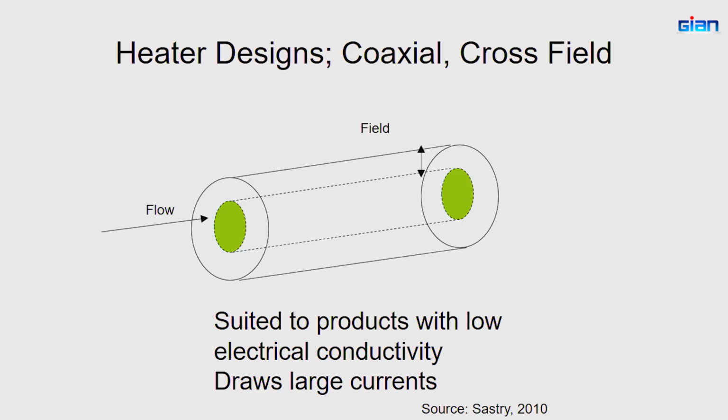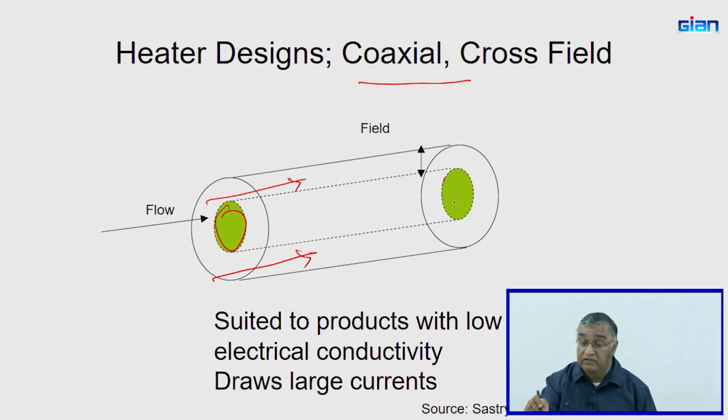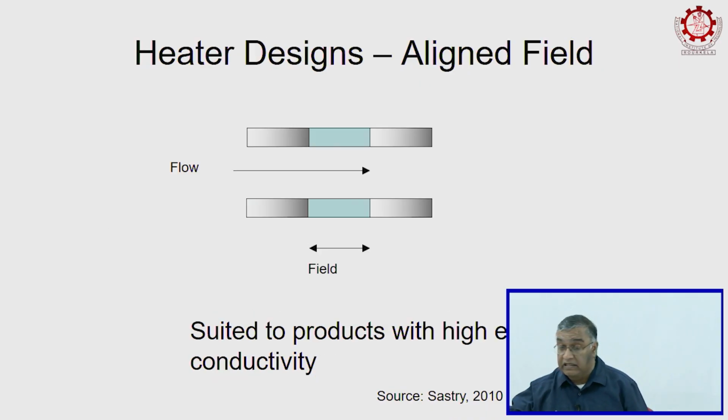The passage of the heater, the heat exchanger, can be coaxial co-field. What that means is you have a tube, and you are passing the material through here, and then you have an electrode here, so that you are going to have one field here, one field here. So, you can have current passing through them. This is suited for products with low electrical conductivity, and it carries the larger current.